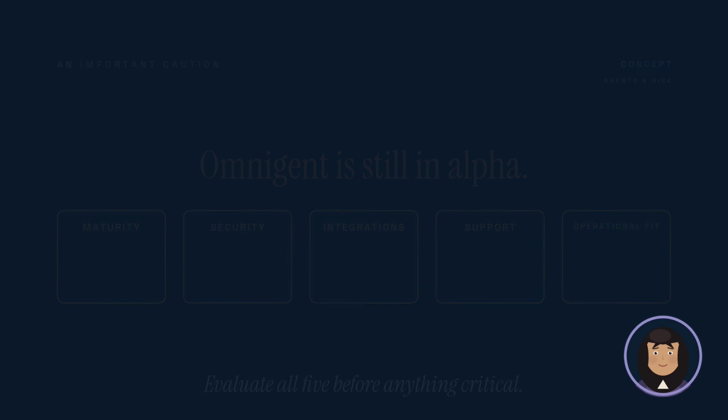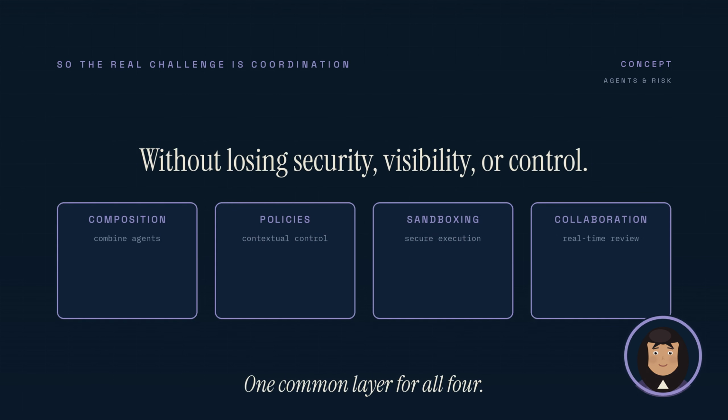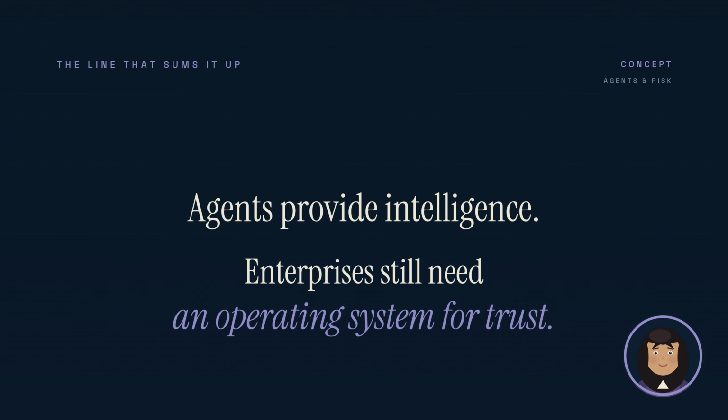Here is the key lesson. The future of enterprise AI may not belong to one perfect agent. Companies will probably use many models, harnesses, and specialized agents. The real challenge will be coordinating them without losing security, visibility, or control. Databricks Omnigent is exploring a common layer for agent composition, contextual policies, secure sandboxing, and real time collaboration. Agents may provide intelligence, but enterprises still need an operating system for trust.